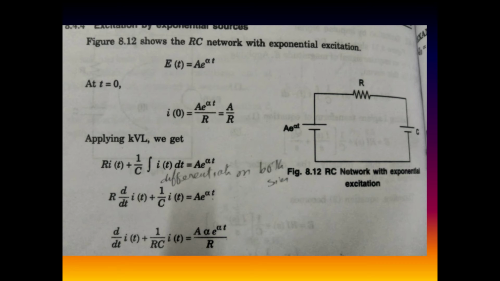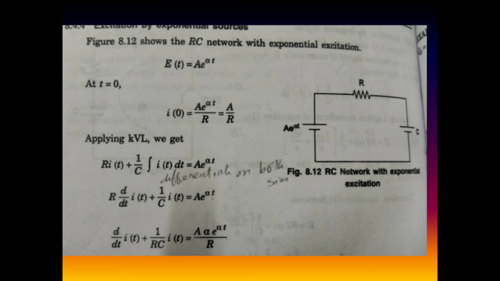Now we are applying KVL to this circuit. We get the equation R·i(t) + (1/C)∫i(t)dt = A e^(αt). Okay, A e^(αt).